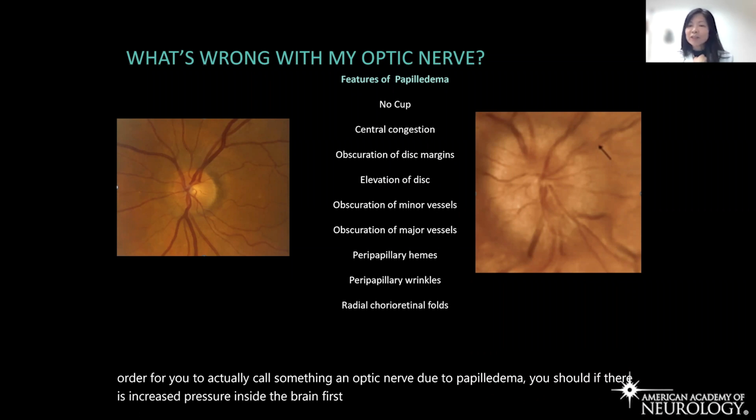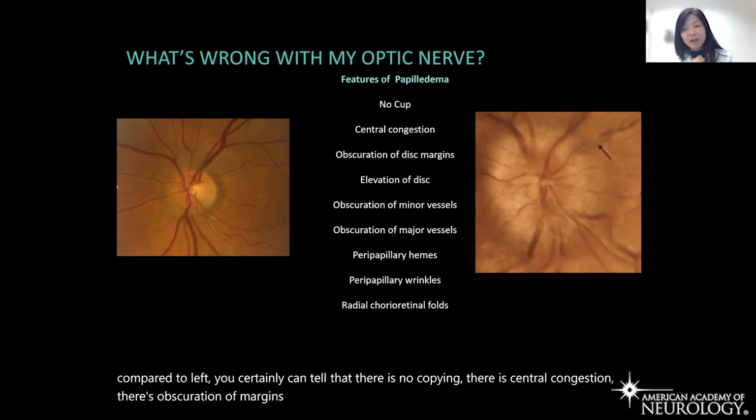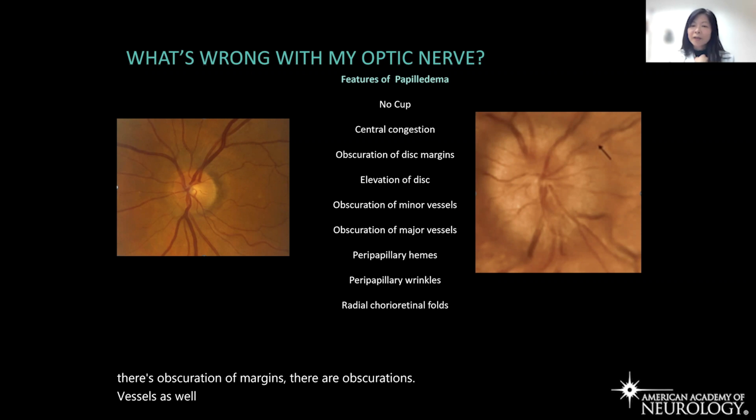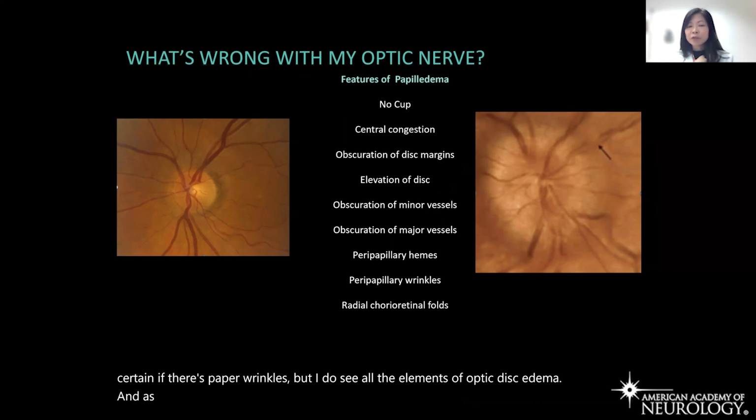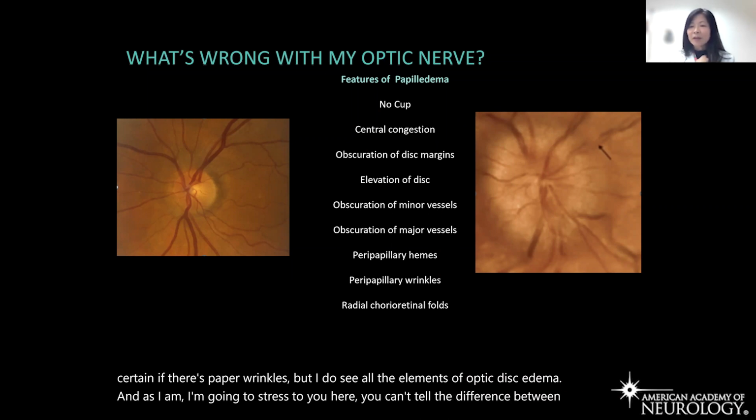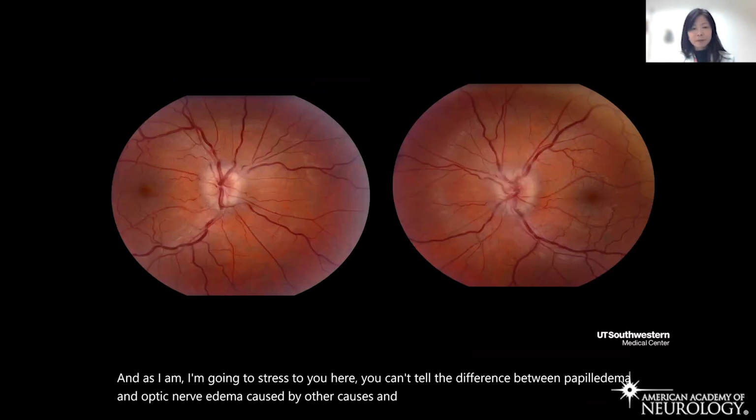In this case, when you look at this nerve to the right compared to left, you certainly can tell that there is no cupping. There is central congestion. There's obscuration of margins. There are obscurations of vessels as well. I don't see peripapillary heme, though certainly it can be there. And I'm not certain that there are peripapillary wrinkles, but I do see all the elements of optic disc edema. And as I'm going to stress to you here, you can't tell the difference between papilledema and optic nerve edema caused by other causes. And that's important to notice.